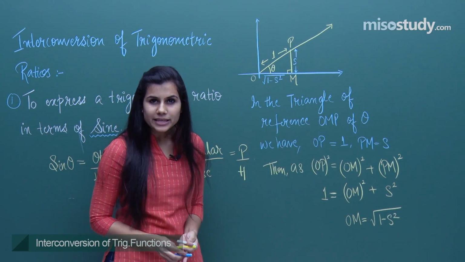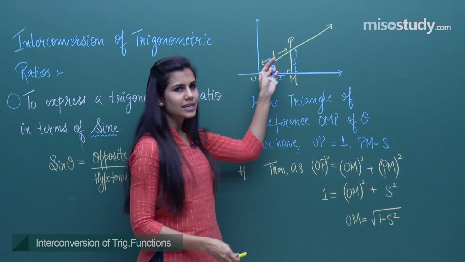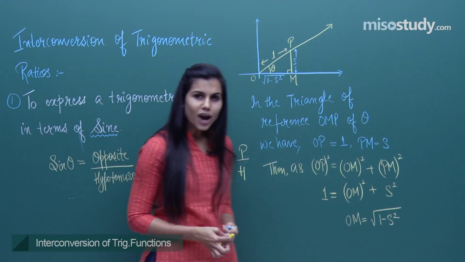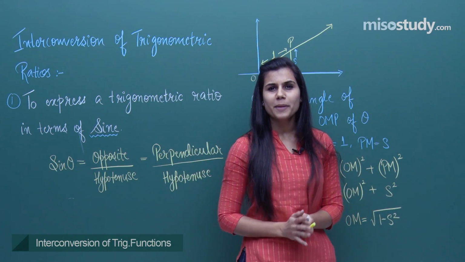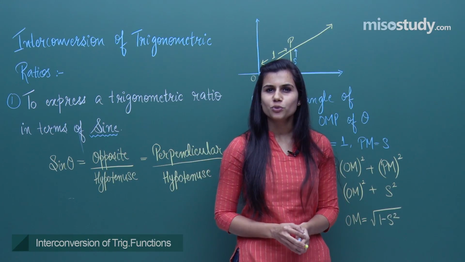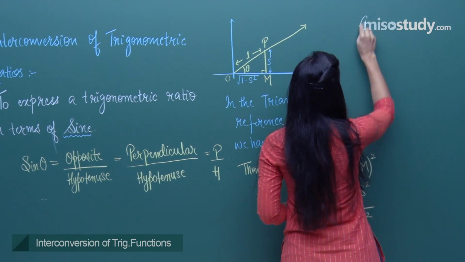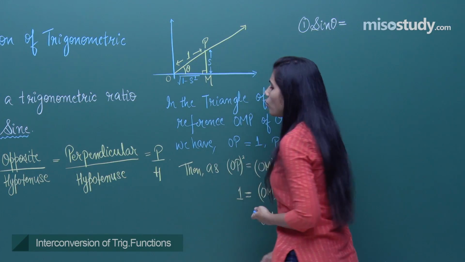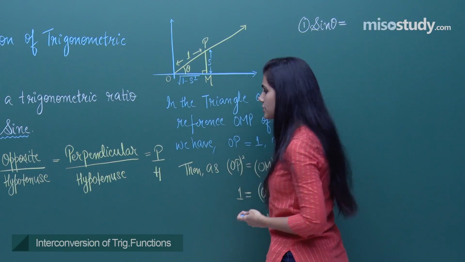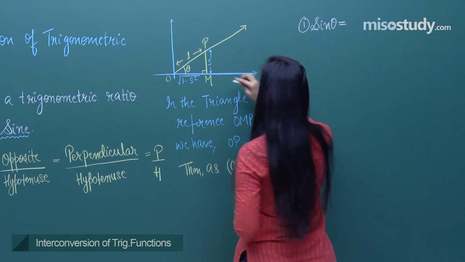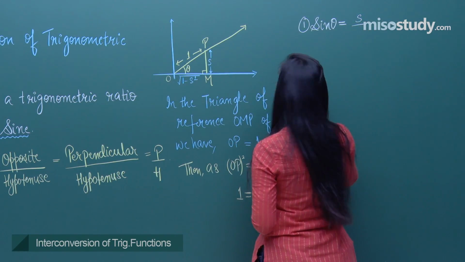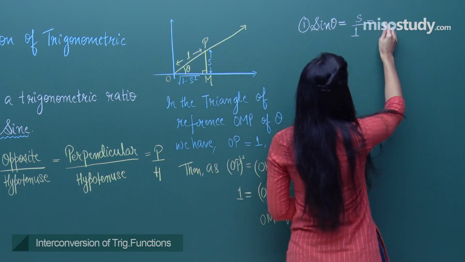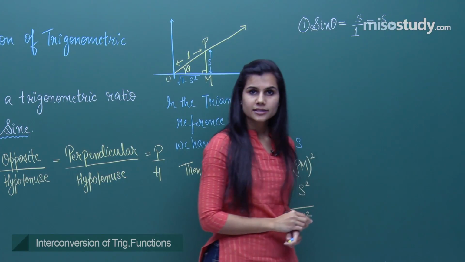And now in this way you have all the three sides of the triangle of reference of the angle theta with you. And now we are in a position to find out any trigonometric ratio in terms of sine you wish to. Let's start with sine theta itself. Well, sine theta was perpendicular upon the hypotenuse. The perpendicular has S as the length, and your hypotenuse we took to be 1. This was done deliberately to get sine theta as S.